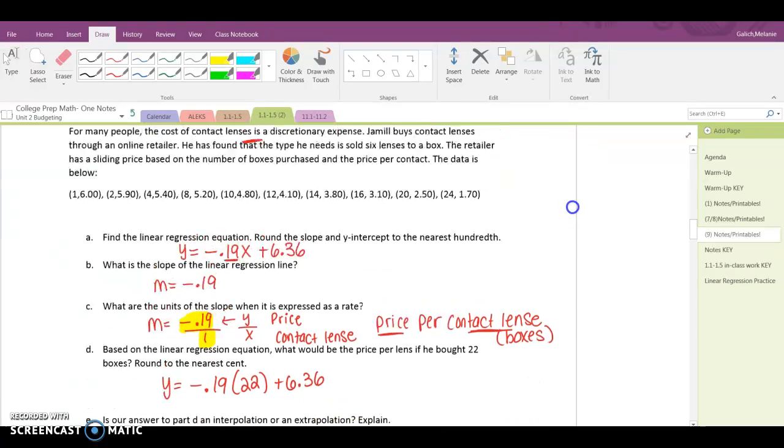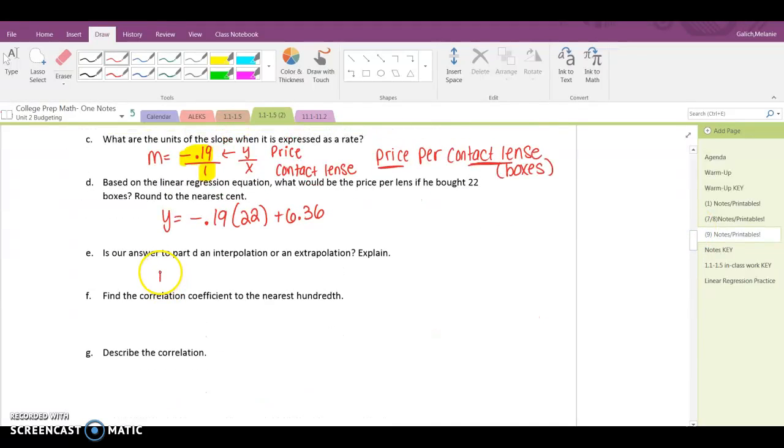Now if we look at all of our x values, it goes 20 to 24, so 22 falls within that range. It has to be within the domain, within the x values. So this would be an interpolation, because 22 boxes of contact lenses falls within the domain. Generally we don't like to predict data outside of the domain because things can change.